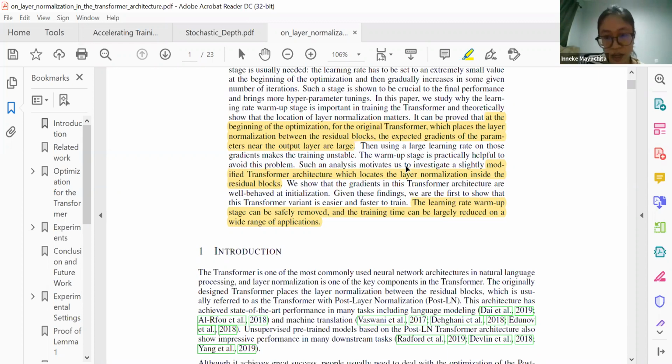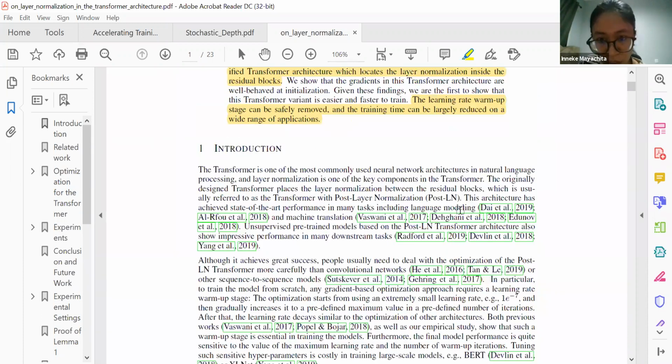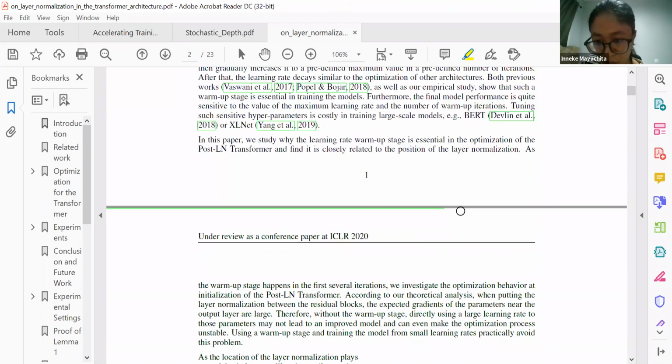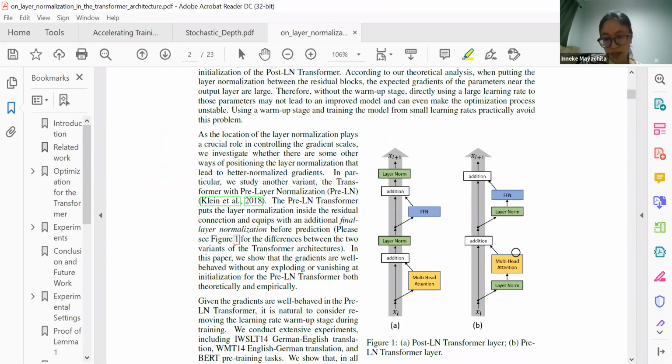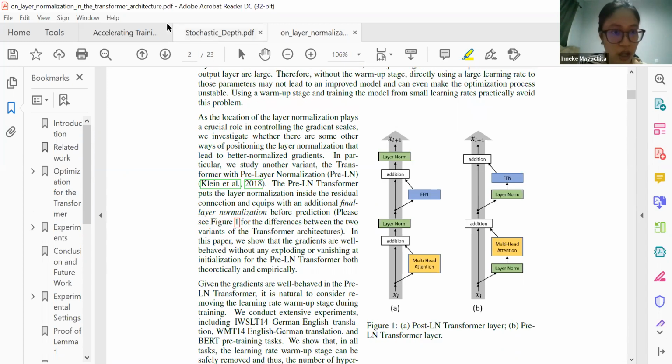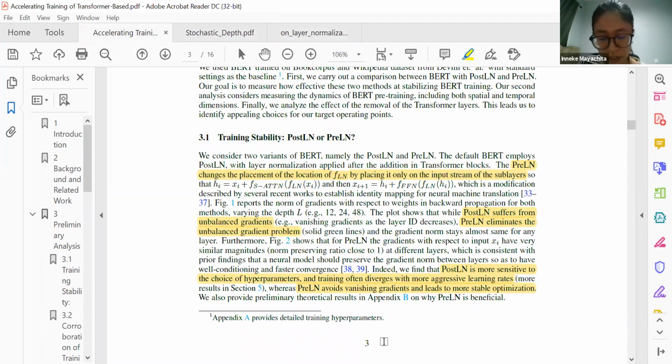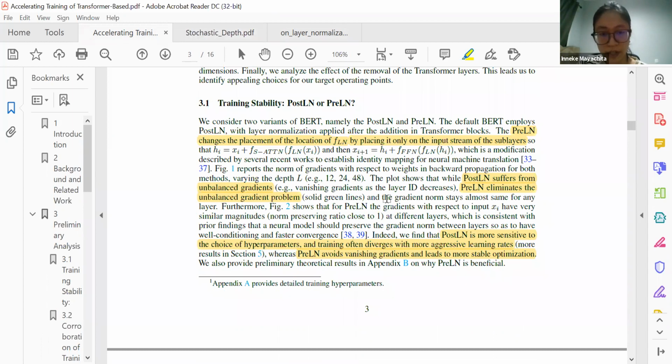In this paper, they claim that by changing the architecture, by moving the LN layer into the residual section, we can get rid of that problem, and we can start our training with the normal learning rate without using the warm-up stage, and it also leads to more stable training. So this is the reason. Let's go back to our original paper. This is the reason why in this paper they chose to use pre-LN instead of post-LN.